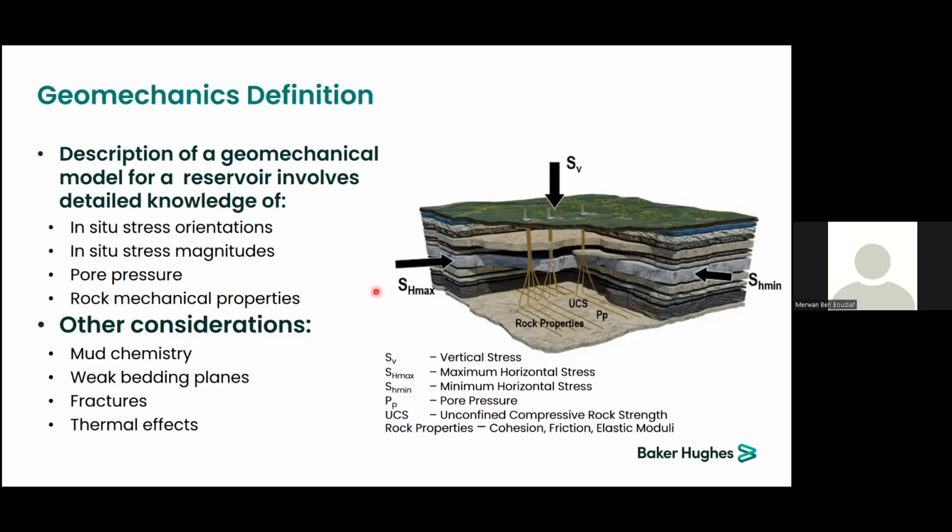The second parameter is their magnitude, the magnitude of the three different stresses. Then we have the pore pressure, which is the energy that is contained inside the pores and inside the voids of the rocks. And the last one is the rock mechanical properties. The one that is most calculated and useful is the UCS, called unconfined compressive strength of the rock. We also have some elastic properties such as the Young modulus, Poisson's ratio, and internal friction coefficient.